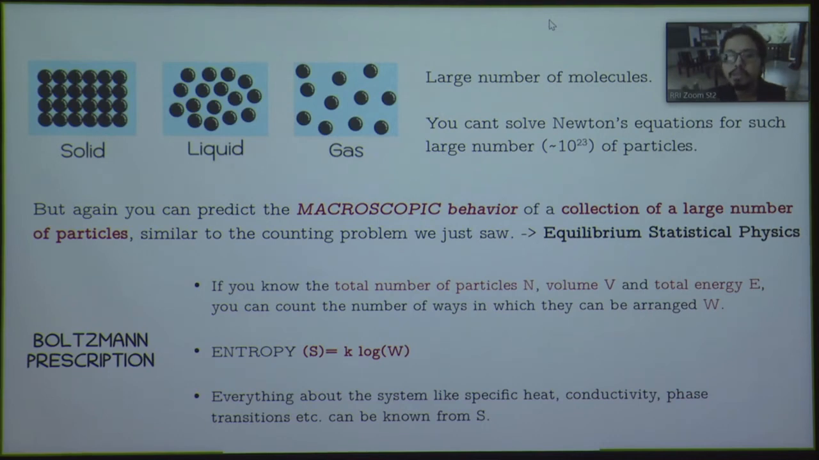So it's a collection of a large number of particles. You can predict this emergent behavior when you have a large number of particles. In a way, this is similar to the counting problem which we just saw, and this is the basic idea behind equilibrium statistical physics.